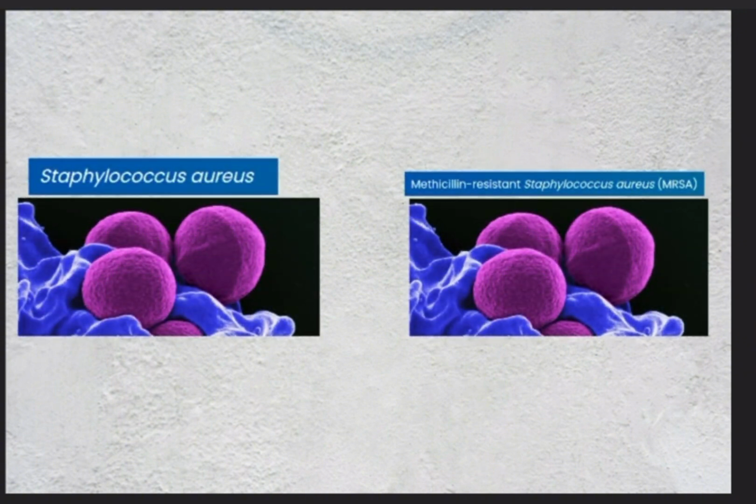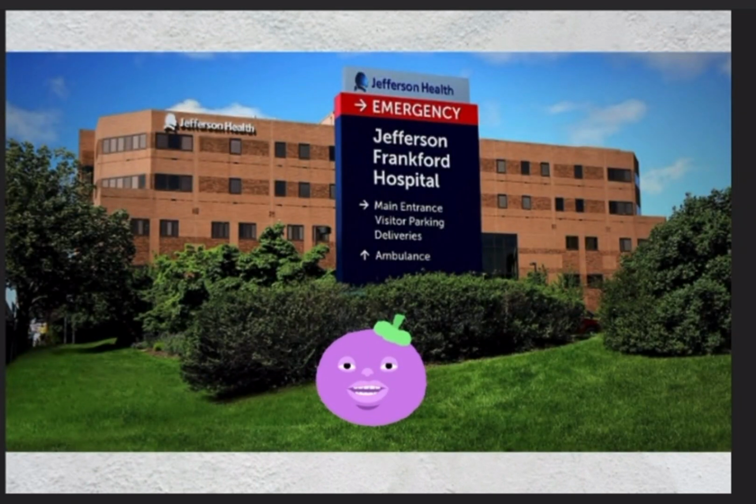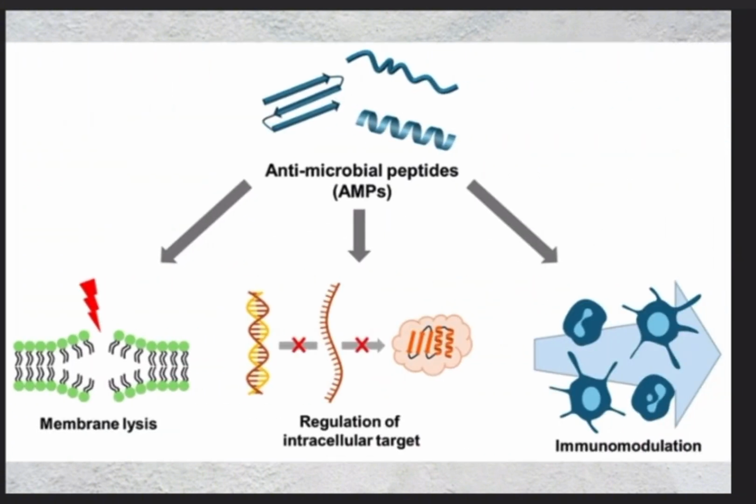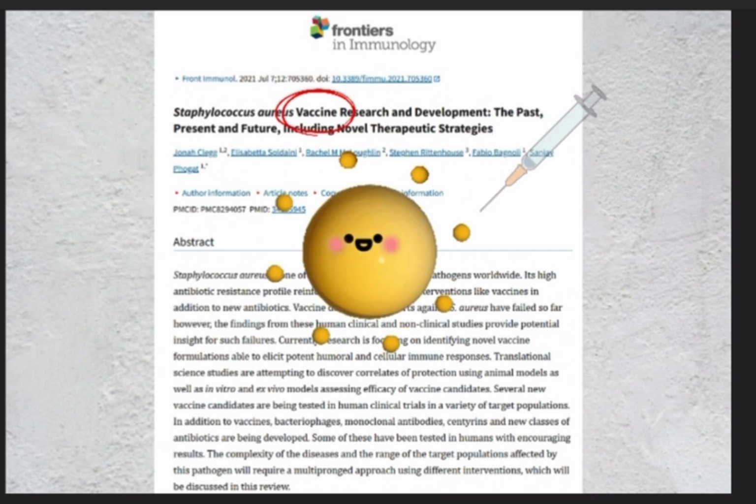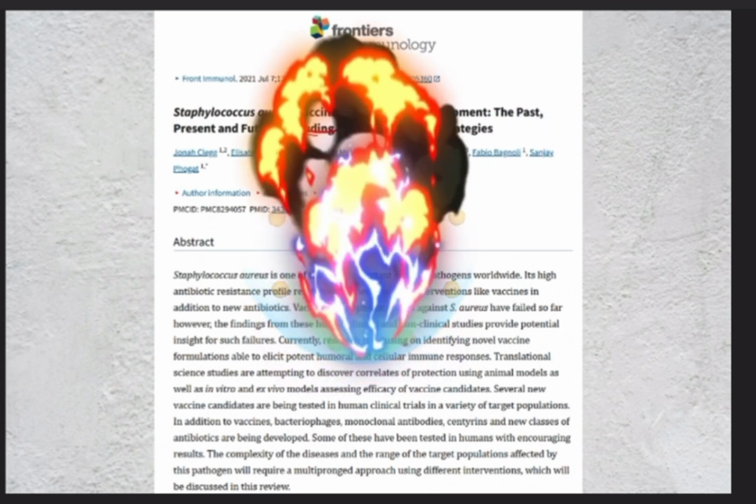In conclusion, S. aureus and MRSA are similar in structure, but differ mainly in their ability to resist antibiotics. MRSA's resistance to methicillin makes it a major health concern, especially in hospitals. However, the rise of MRSA has pushed researchers to find alternative treatments like bacteriophages, viruses that target and kill bacteria, and antimicrobial peptides, which are natural proteins that destroy bacteria. Vaccines against S. aureus are also being developed to prevent infections and reduce the need for antibiotics.